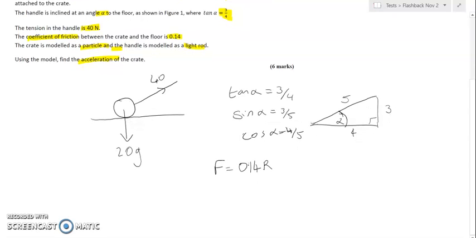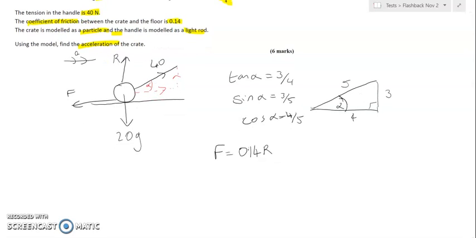The crate is modelled as a particle, and the handle is modelled as a light rod. Right, so we're going to have friction going this way, so we can put that as F. We're going to have R going upwards, and it's going to be accelerating forwards like that. And this is everything we've been given. We were also told that the angle to the horizontal was alpha, and so we can draw in our horizontal and vertical components of the angled force, 40 newtons.